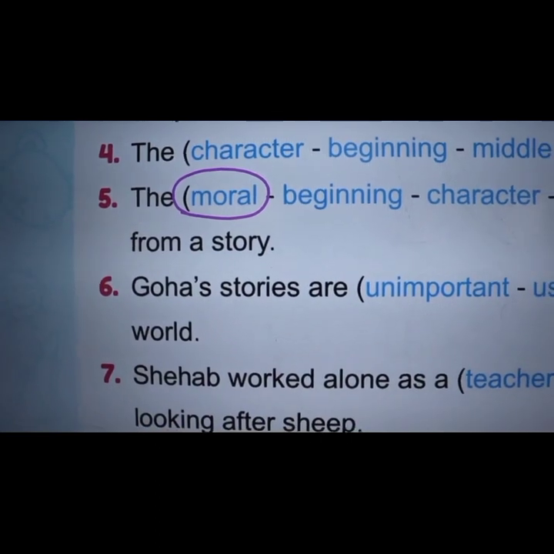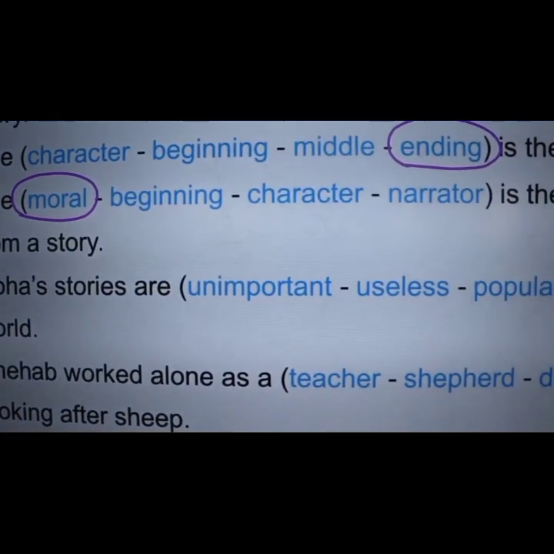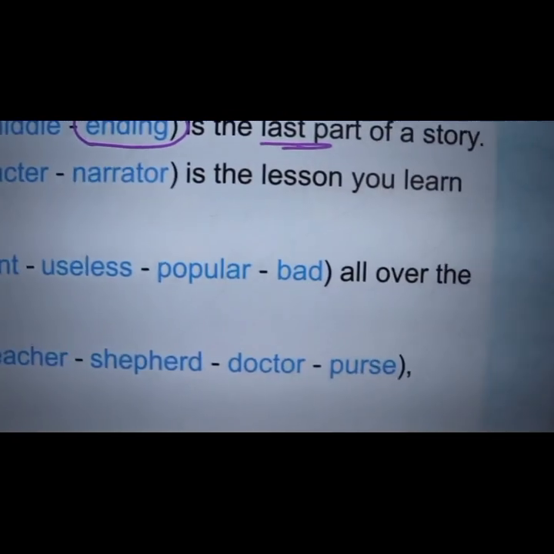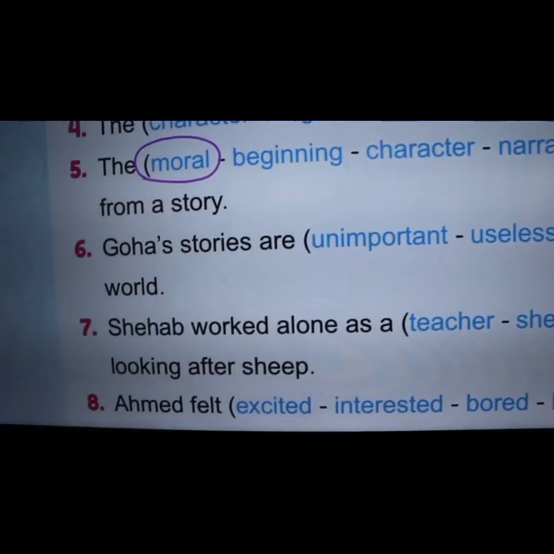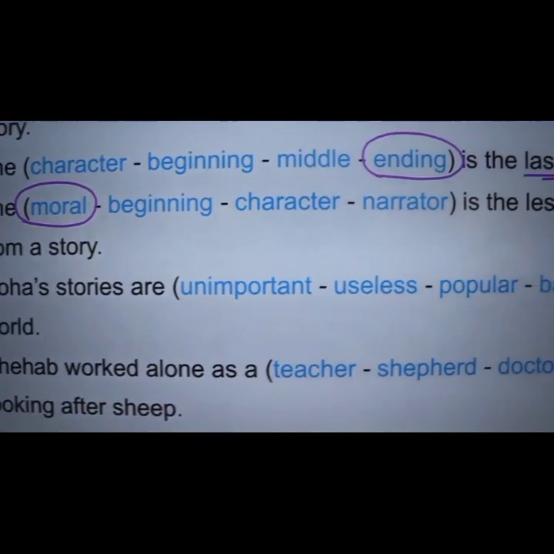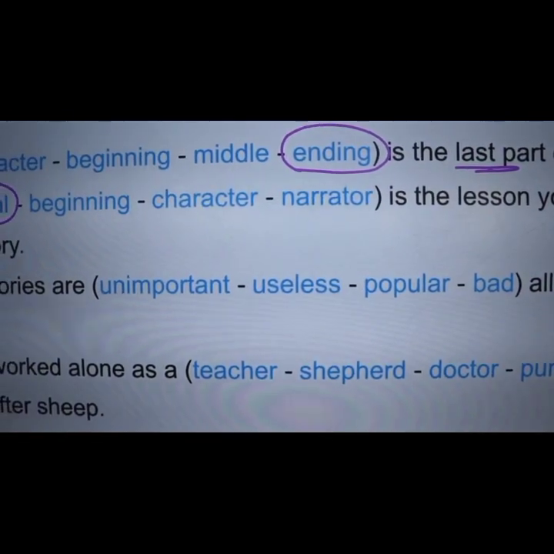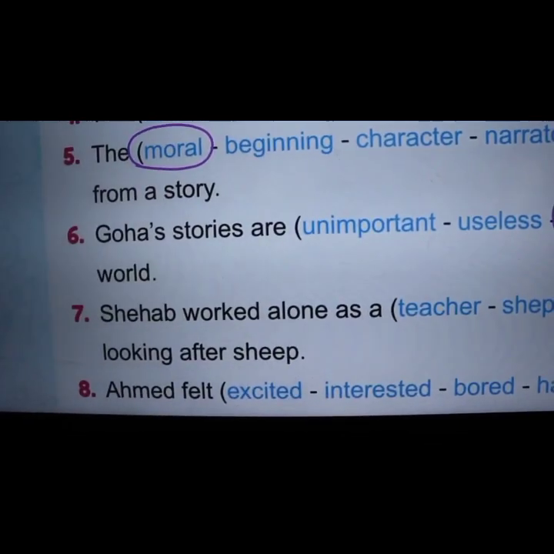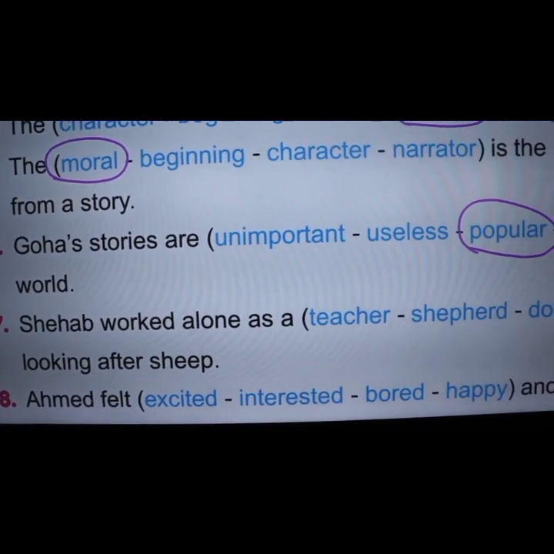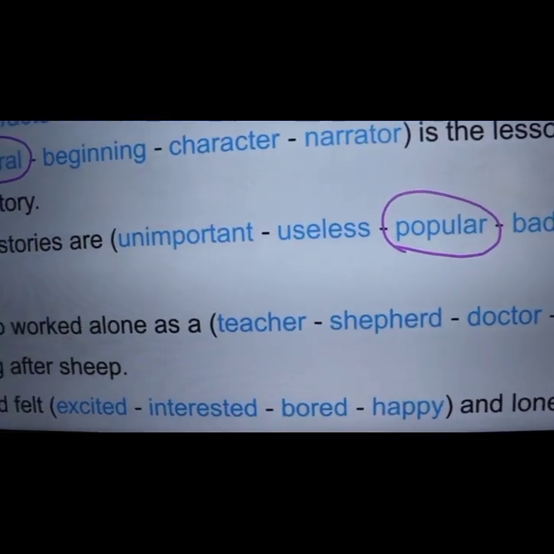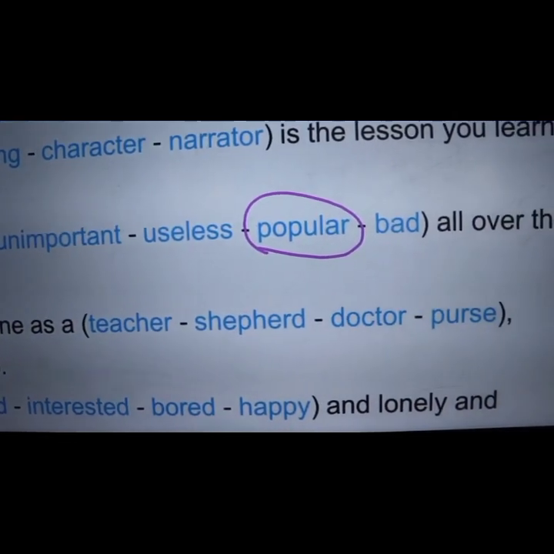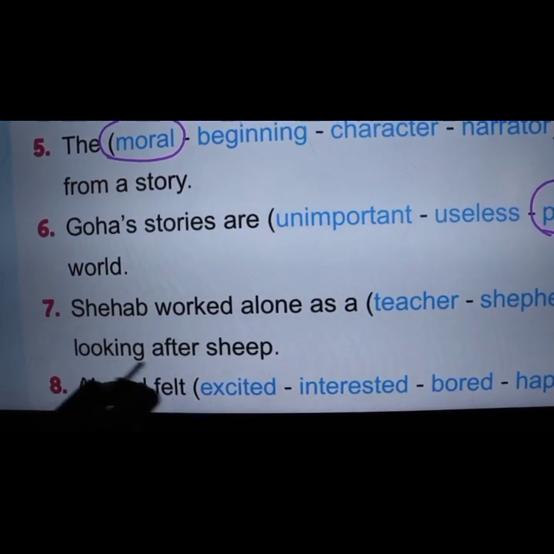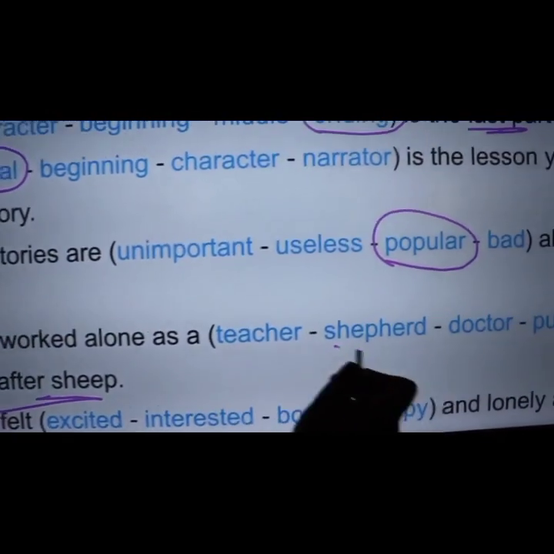Number 6, Goethe's stories are unimportant or useless or popular or bad all over the world. These stories are well known all over the world. That means they are very popular. Number 7, Shahab worked alone as a teacher or shepherd or doctor or bear, looking after sheep. The one who looks after sheep, we call him a shepherd.